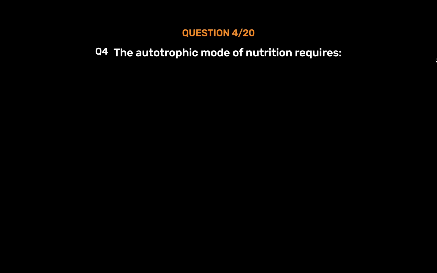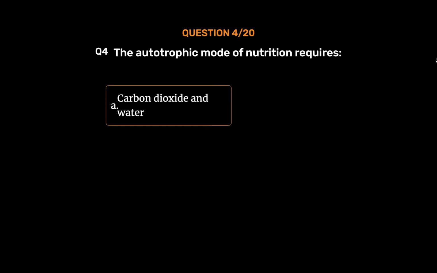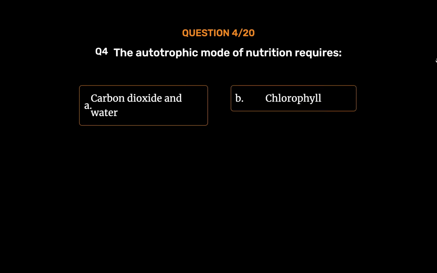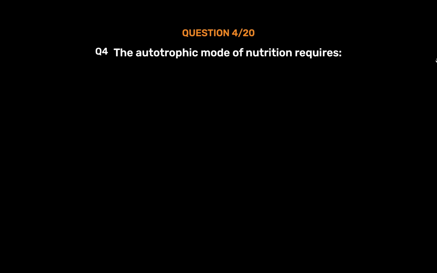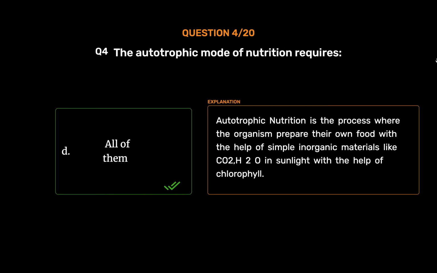Question number 4. The autotrophic mode of nutrition requires Option A. Carbon dioxide and water. Option B. Chlorophyll. Option C. Sunlight. Option D. All of them. The correct answer is Option D. All of them. Autotrophic nutrition is the process where the organism prepares its own food with the help of simple inorganic materials like CO2, H2O in sunlight with the help of chlorophyll.